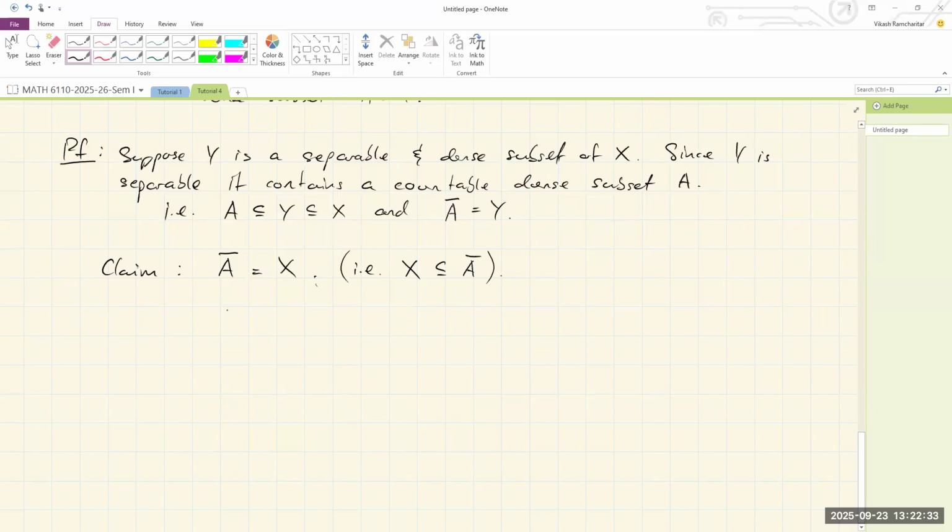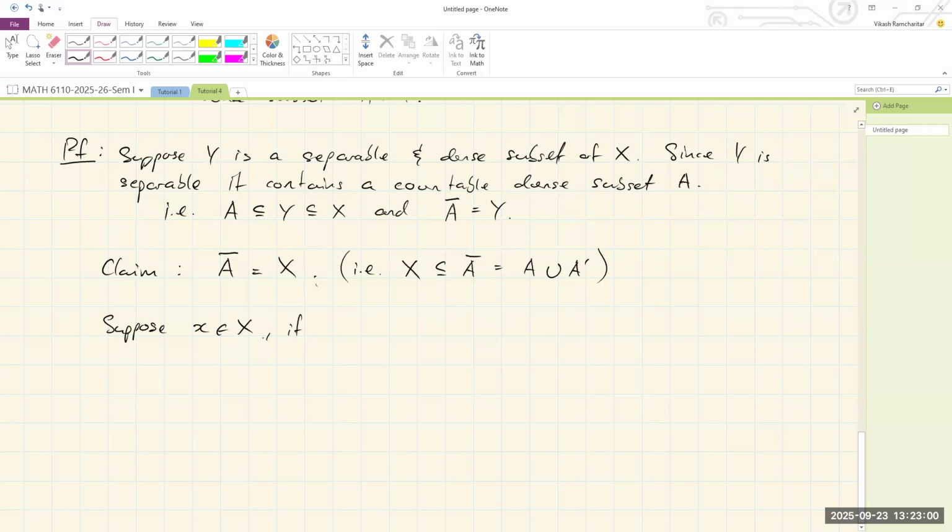Okay, so how to show this inclusion? Well, suppose x belongs to X. I want to show x is now in A bar. So remember what A bar is equal to? I'll write it here. A bar is the closure of A, which you can write as A union its limit points.